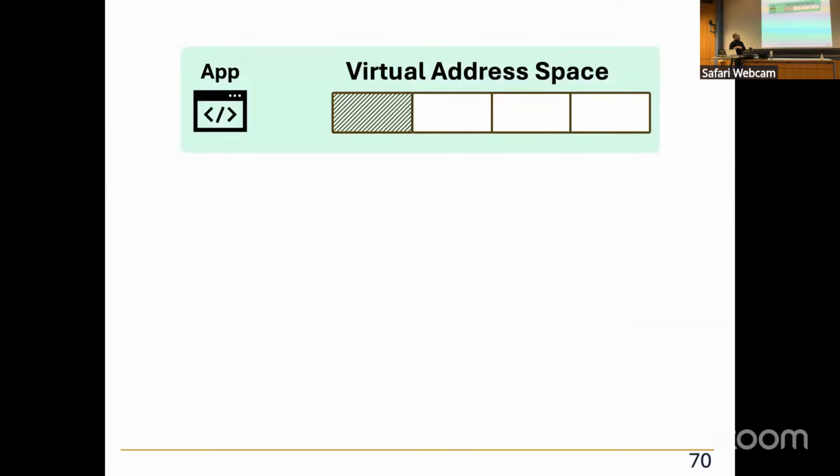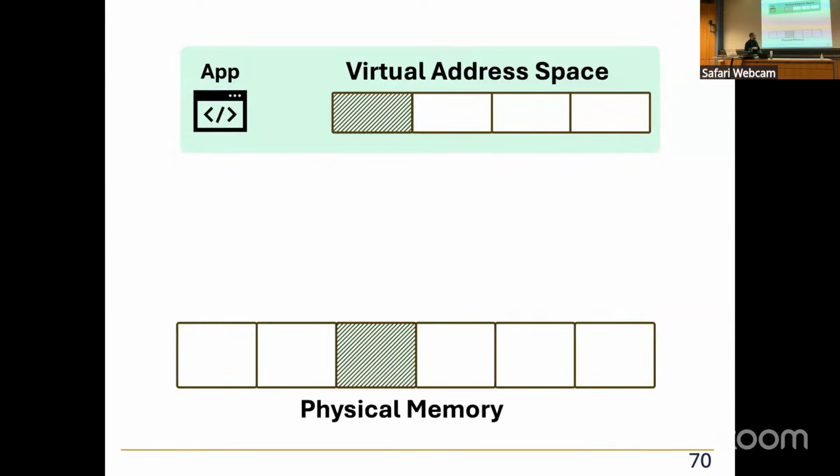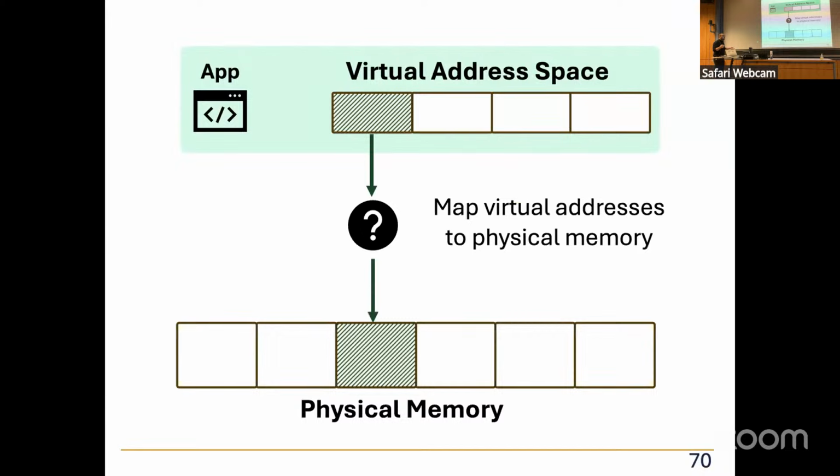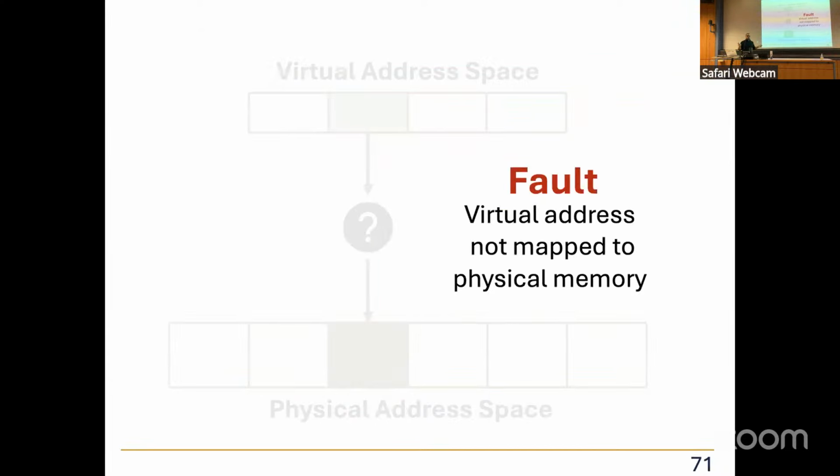We have the application and the virtual address space. And the application wants to access data in this specific page, right? And somehow, when the core tries to access it, it finds out that there is no physical location in memory where my data is mapped to. So somebody needs to map it. And the core immediately raises a fault, which is an exception. And it says, oh, the virtual address is not mapped to the physical memory. So somebody needs to take over and make sure data is mapped there.